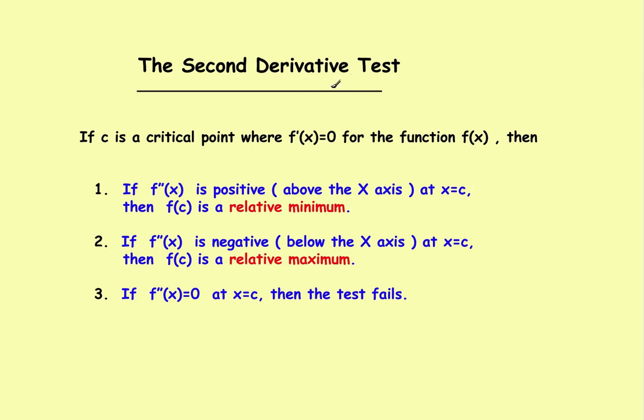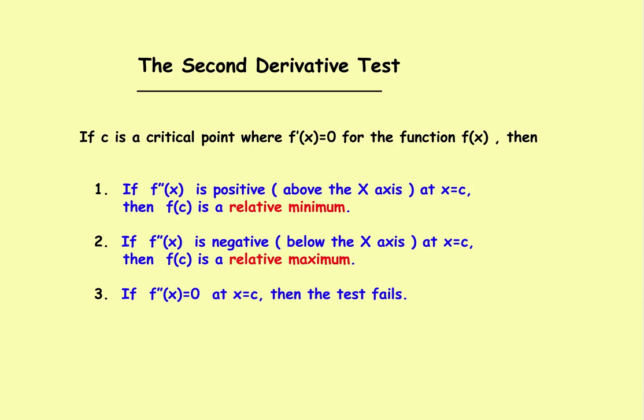So here are the second derivative test rules. And what the second derivative test says is this. If you have a critical point where the first derivative is equal to 0, in other words, it has a horizontal tangent, then the following is true. If the second derivative is positive at that critical point, in other words, if the graph of the second derivative is above the x-axis, then you have a relative minimum at that critical point.